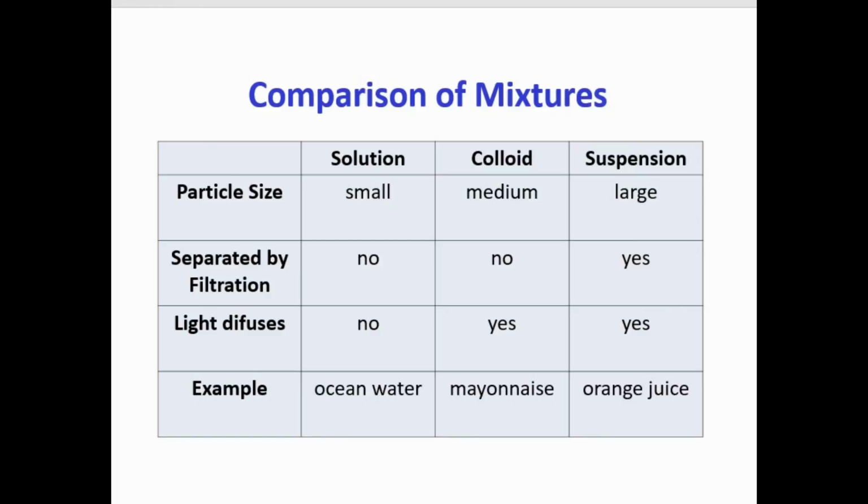A good example of a solution would be ocean water. An example of a colloid would be mayonnaise. And an example of a suspension would be orange juice. That brings us to the end of Chapter 4, Elements, Compounds, and Mixtures, and the end of our discussion on mixtures.